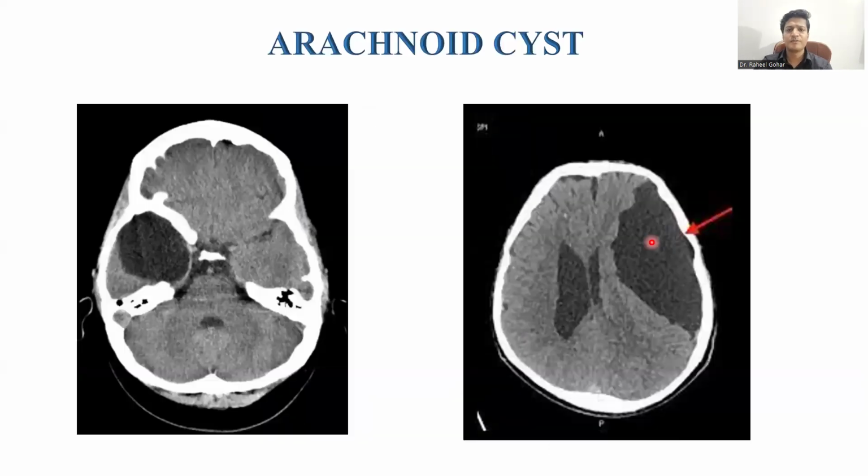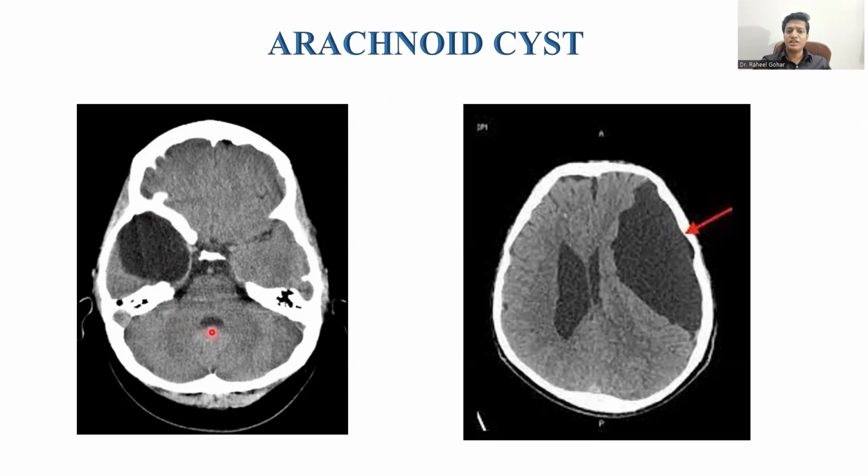Now moving forward, arachnoid cyst. What happens in an arachnoid cyst? As I have already told you, there are three layers of the meninges: pia, arachnoid, and dura mater. Sometimes the arachnoid layer gets split, and there is a formation of a cyst inside the arachnoid, and this is known as the arachnoid cyst. As you can see, usually it is present in the temporal area, and it appears like CSF.